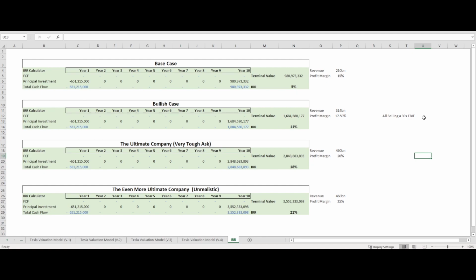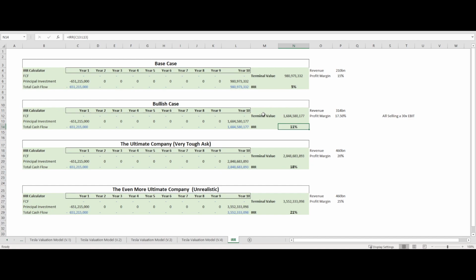So if we just jump into the base case that we've got up here, where we exit the company at 980 billion, so just shy of $1 trillion in 2030, based off of revenues of 210 billion and a profit margin of 15%. That's only an IRR of 5%, a very poor return.